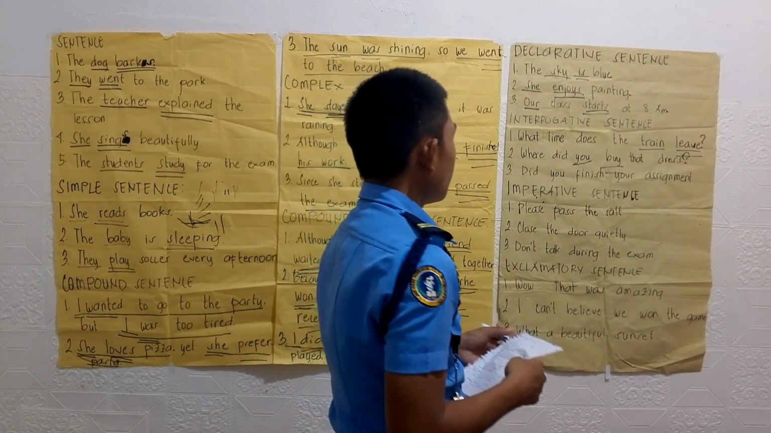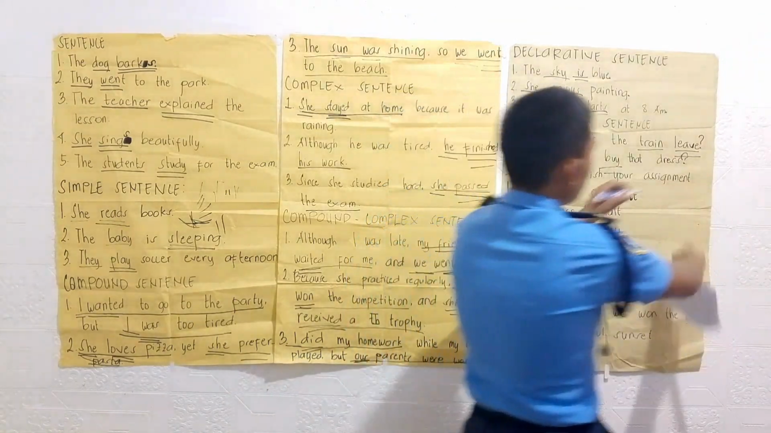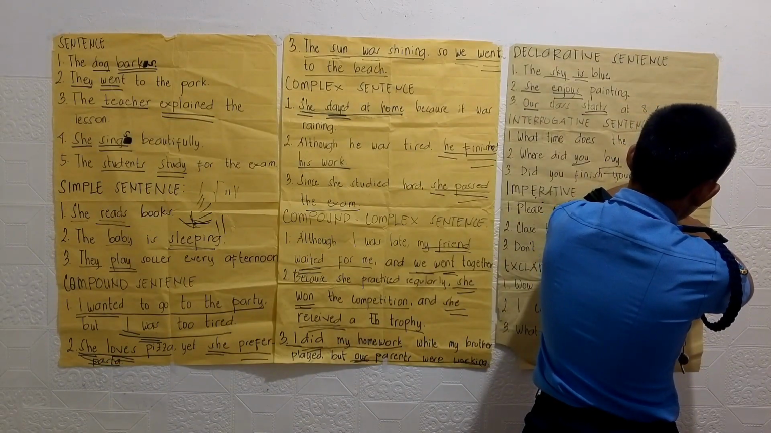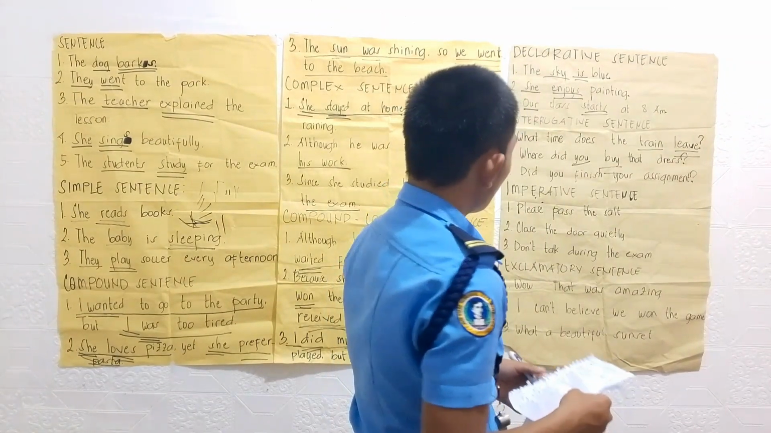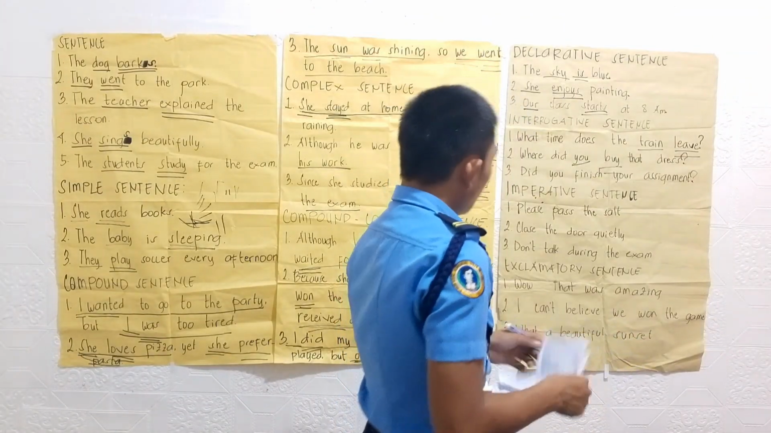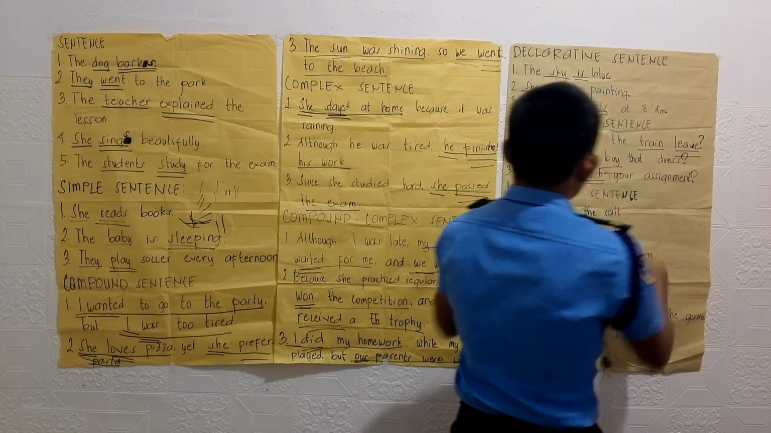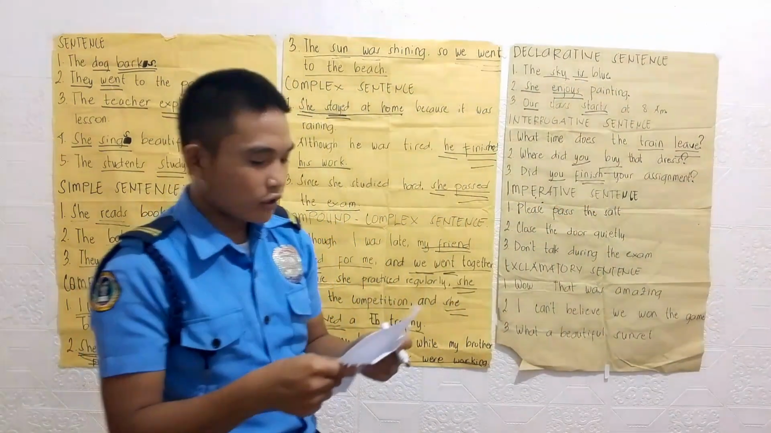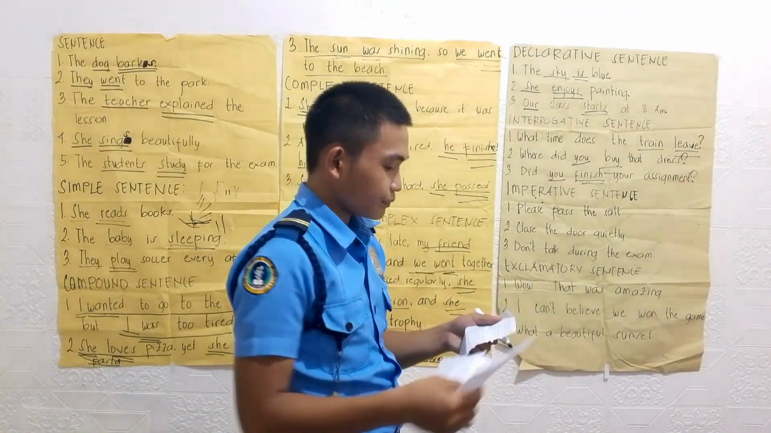Next, last one for interrogative sentence. Did you finish your assignment? So let's put a question mark. So let's identify our subject and our verb. Our subject is you, and our verb is finish. So let's move on to imperative sentence.